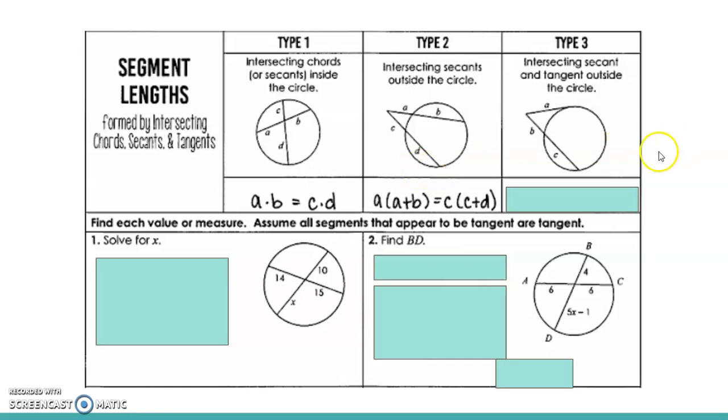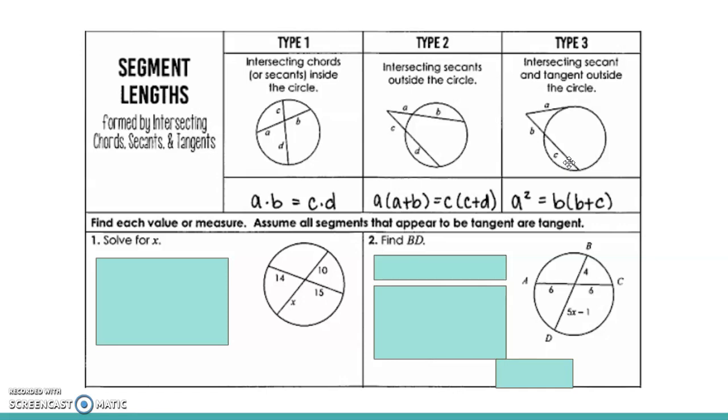Our third type is intersecting secant and tangent outside the circle. When we do that, the relationship is squaring A. So A squared is equal to B times the quantity B plus C. So the small piece times the entire thing. We're going to use those different relationships to solve these next couple of problems.